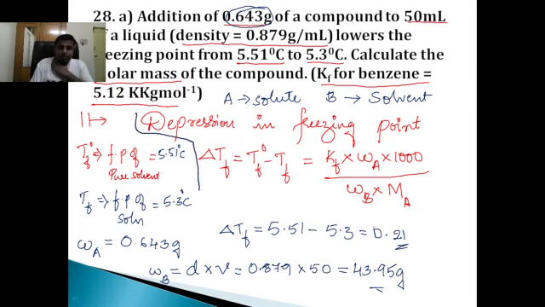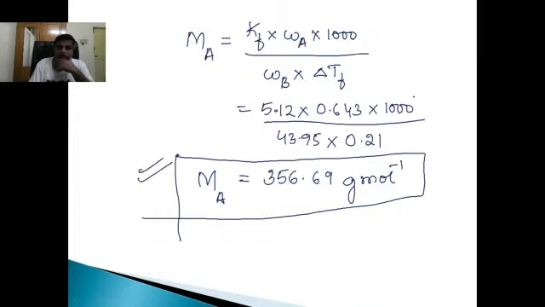Again here also, for the formula 1 mark, for substitution and calculation 1 mark, for the answer with the correct unit 1 mark.